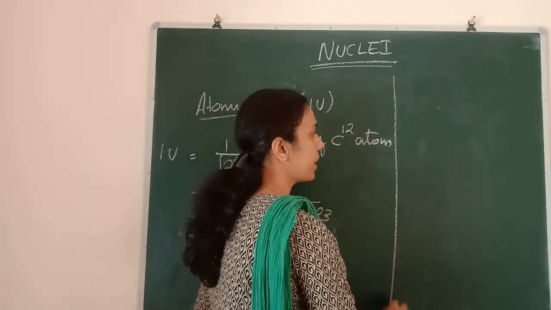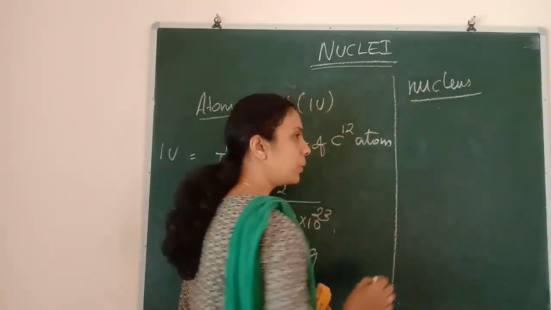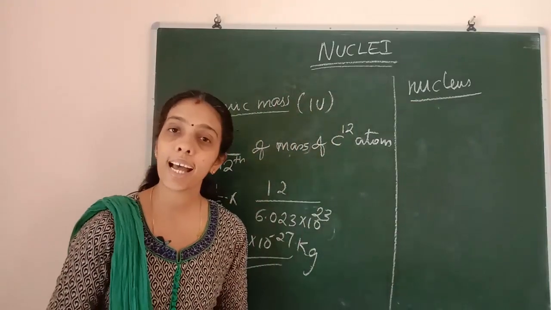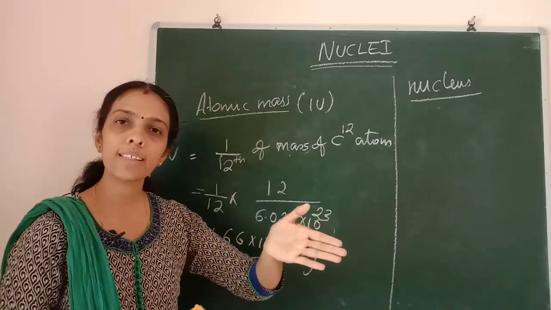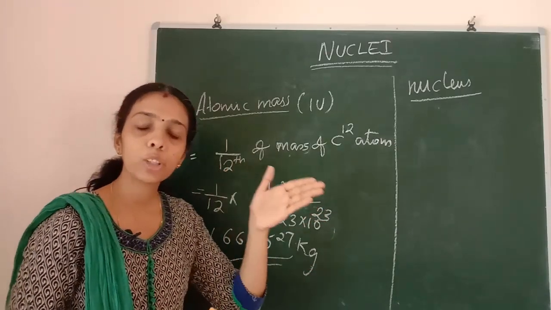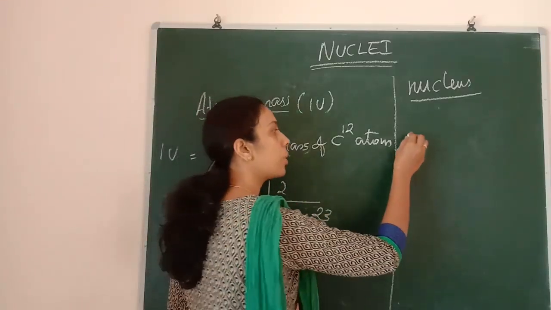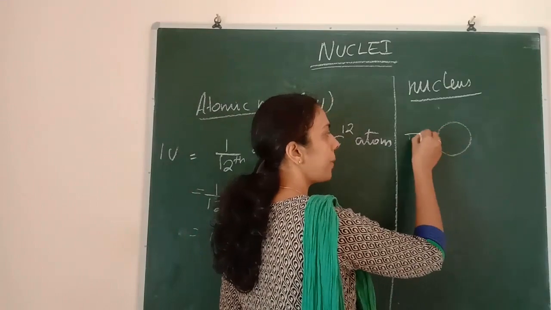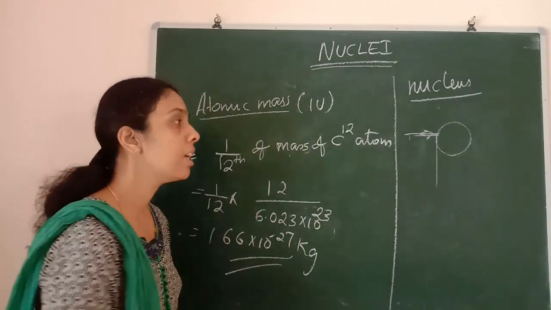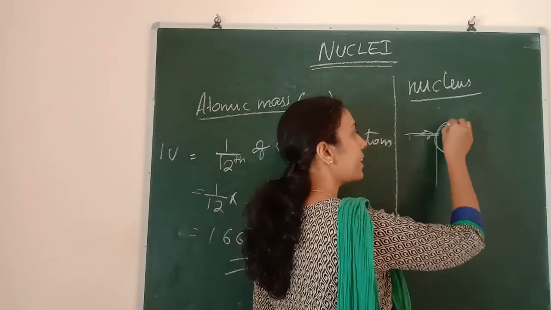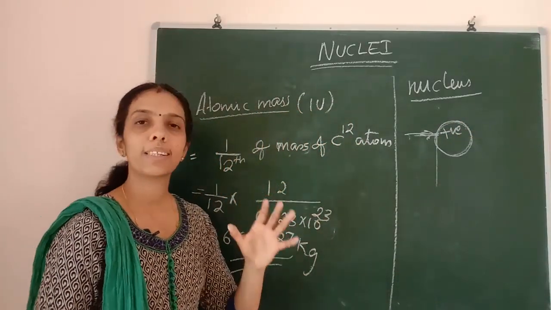The next one is about the nucleus. When we consider the nucleus, we already said the nucleus has positive charge. That is why when alpha particles are coming near the gold foil, at a particular distance, the distance of closest approach, they start repelling, isn't it? The kinetic energy is converting to potential energy, we said. So the nucleus has a positive charge.